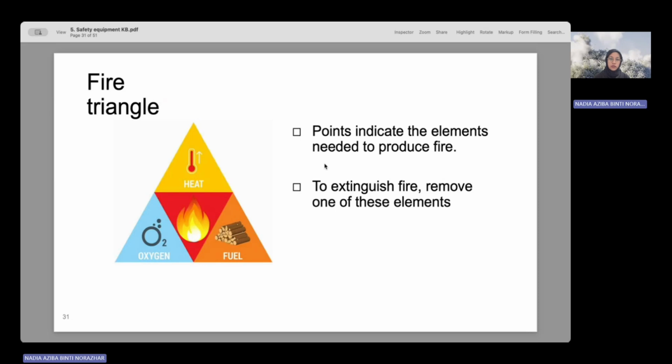So these are the points to indicate the elements needed to produce fire. For a fire to be started, these are the three elements that are involved: heat, fuel, and oxygen. Without these elements, fire will not be started. So to extinguish fire, remove one of these elements, either heat, fuel, or oxygen.